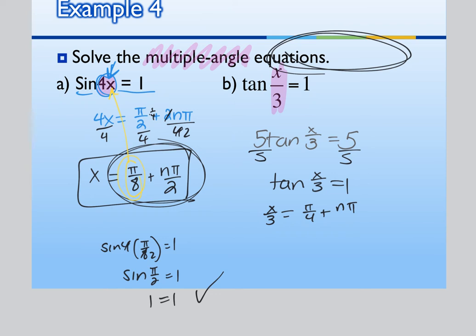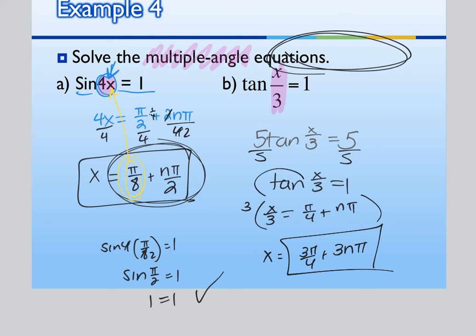So now I have to multiply everything by 3 to get rid of the denominator because I want it to just be x. So x would equal 3 pi over 4 plus 3n pi. And that's the answer I would put. Well, in the test, if you put both, you still wouldn't be wrong. If you put both tangents, no, again, I have to go back in and change your answer because it's not technically right.